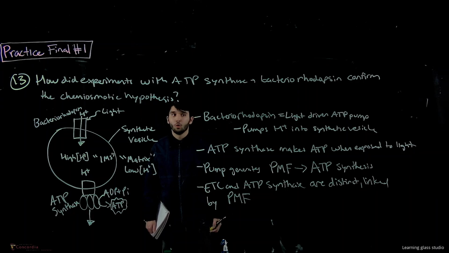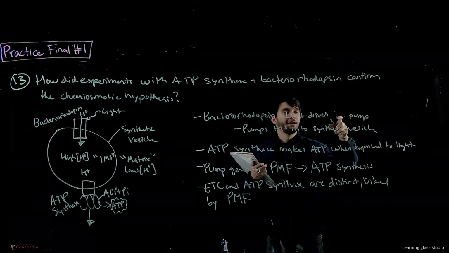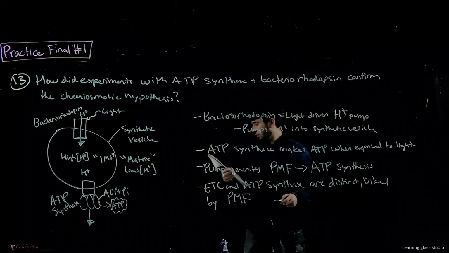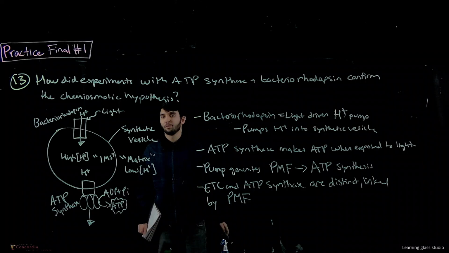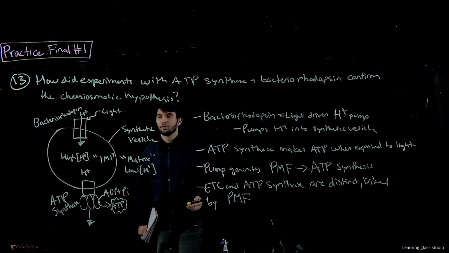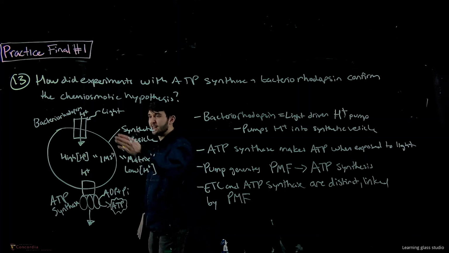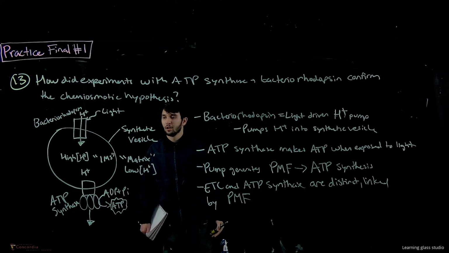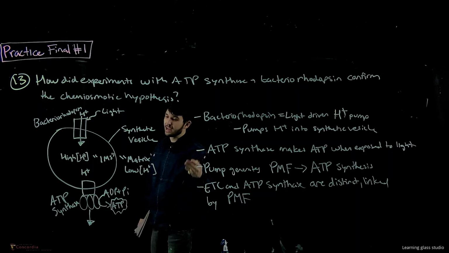Okay? So the way this was carried out, so what is bacteriorhodopsin? It is a light-driven H plus pump. So what is going to happen is when light shines on the bacteriorhodopsin, the energy from light is used to pump H plus into the synthetic vesicle. So if the synthetic vesicle has bacteriorhodopsin and ATP synthase in it, this creates an H plus gradient. Inside the vesicle, high H plus, much like in the inner membrane space. Outside the vesicle, low H plus, much like in the matrix.